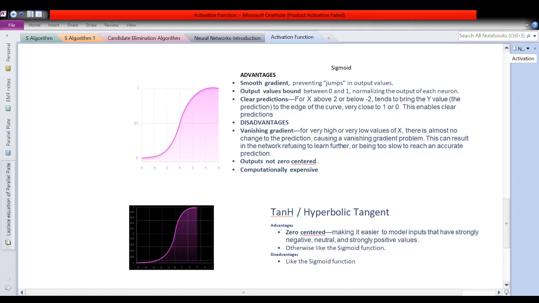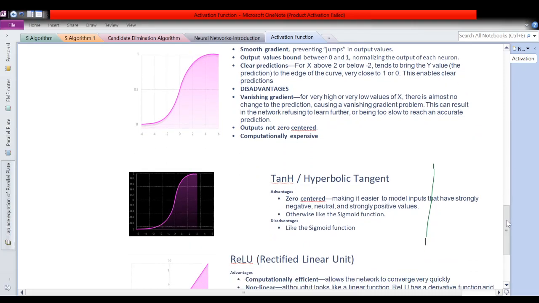When you take the hyperbolic tangent, it is zero centered. That is, it is easier to model inputs that have negative, neutral, or strongly positive values. So you can easily classify your data, whether it is positive, negative or neutral data. The other features are similar to your sigmoid function.